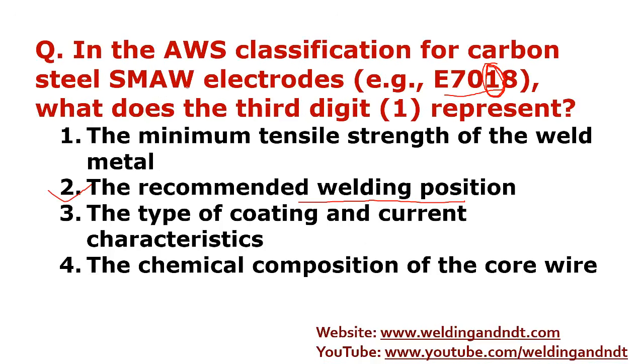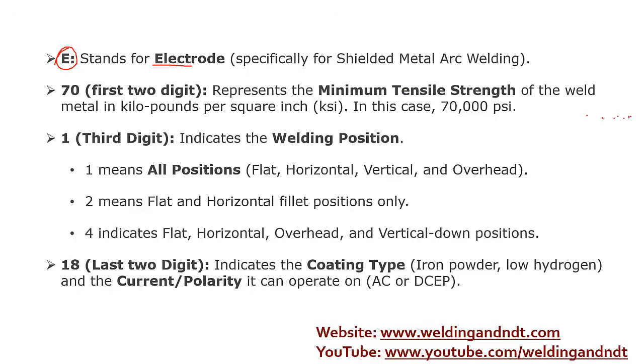The first two digits are 70. The first two digits represent the minimum tensile strength of the weld metal in KSI. If 70 is written, it means the tensile strength is 70 KSI. That can be converted to PSI by multiplying by 1000, and the PSI value will be 70,000 PSI. So in E7018, the minimum tensile strength of the weld metal will be 70,000 PSI or 70 KSI.